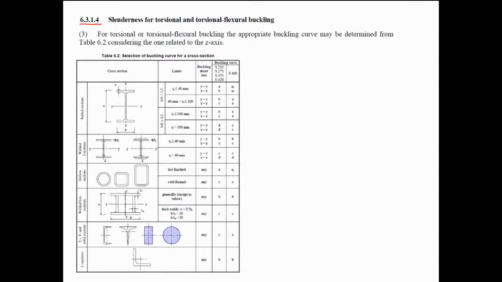Okay, so next thing then, if we go back to clause 6.3.1.4. What clause 6.3.1.4 tells us, if we go to the third part of that, it says for torsional or flexural torsional buckling, the appropriate buckling curve may be determined from table 6.2, considering the one related to the Z axis. So we're going to that table. This is back to the table we did before. We know from our initial calculations for the lateral buckling that H over B is approximately equal to 1. So it's less than or equal to 1.2. Sorry, it's a rolled section that we're looking at. The height of the section divided by the width of the section is approximately equal to 1 for this section. The thickness of the flange is less than or equal to 100 mm. And when we're looking at torsional buckling, we look at around the Z axis. So around the Z axis we have grade S275 steel. Therefore, that tells us to use buckling curve C.